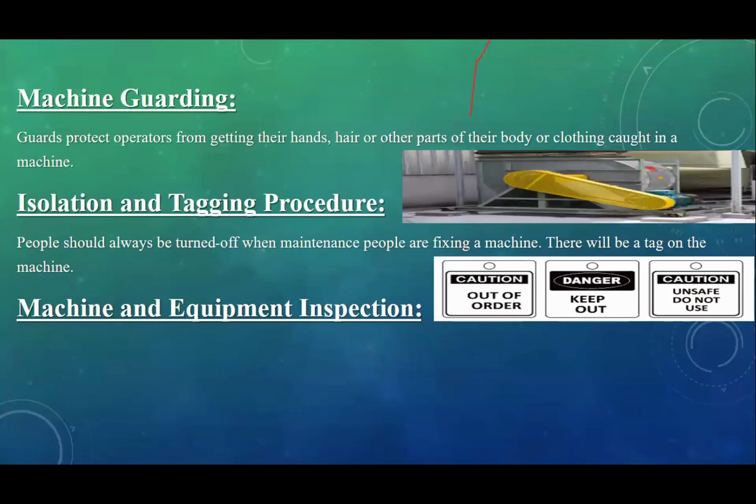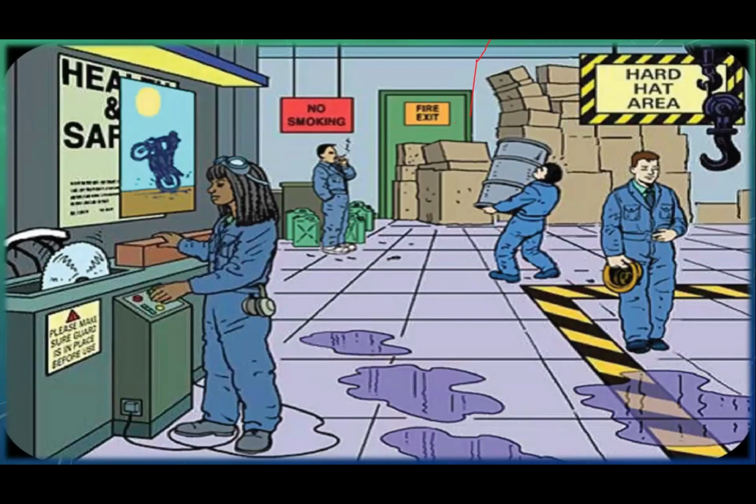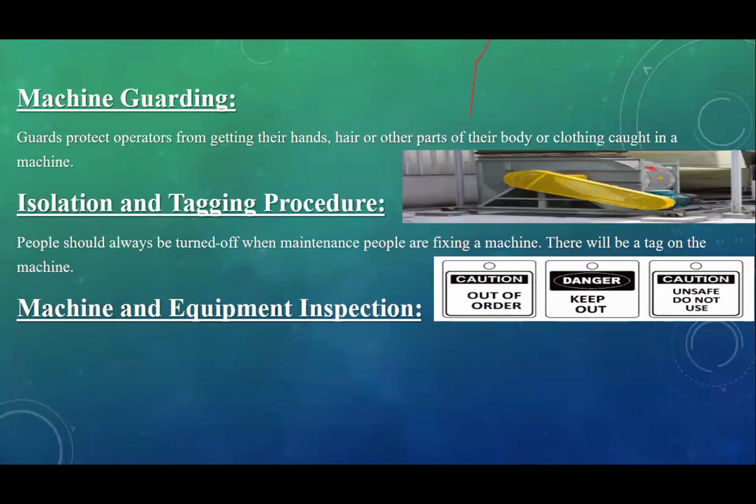If you go to the next board, the safety instruction is covered. The instructions are being hidden by the picture. Okay, here we have the machine guarding. The guards protect operators from getting their hands, hair, or other parts of their body or clothing caught in a machine. So here you can see the isolation and tagging procedure, in which machines should always be turned off when people are fixing a machine.